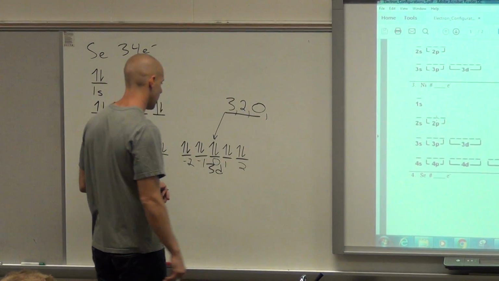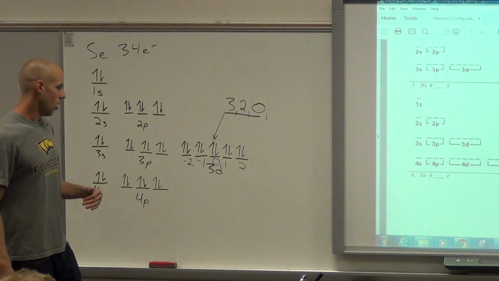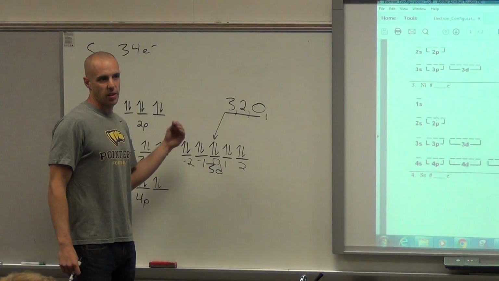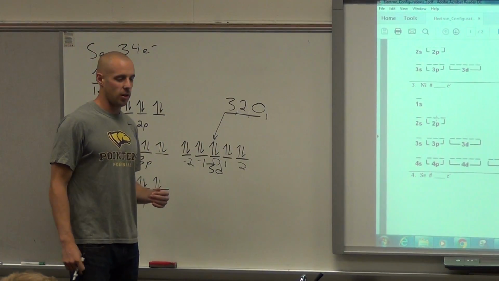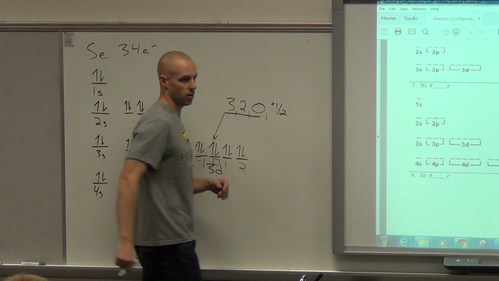The last number tells us the spin on the electron. So if it's pointing up, we give it a plus. If it's pointing down, we give it a minus. This one's pointing up, so we call it plus 1/2.